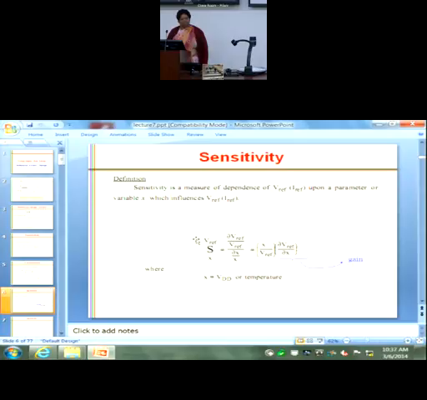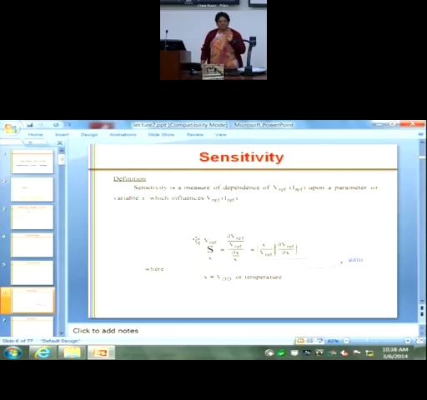So what's the definition? How do you define? It is defined as a ratio of percentage change in reference with respect to percentage change in, say, VDD. So if VDD is changing by 10%, how much variation is coming in Vref? If Vref is also changing by 10%, that means the sensitivity is 1.